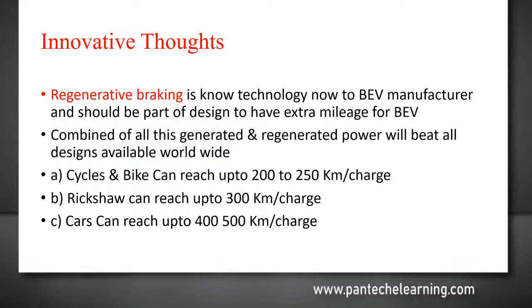So here, what are the innovative thoughts we will get in the coming years in the EV industry? Regenerative braking. Regenerative braking is a new technology for battery electric vehicle manufacturers and should be part of the design for extra mileage of the EV also. All this generated and regenerated power will beat all designs available worldwide. If you implement a regenerative braking system in industry, then bikes can reach up to 200 to 250 kilometers per charge. If you charge at one time, you can travel nearly 250 kilometers by regenerative braking. A rickshaw can reach up to 300 kilometers per charge. Cars can reach up to 400 to 500 kilometers per charge.